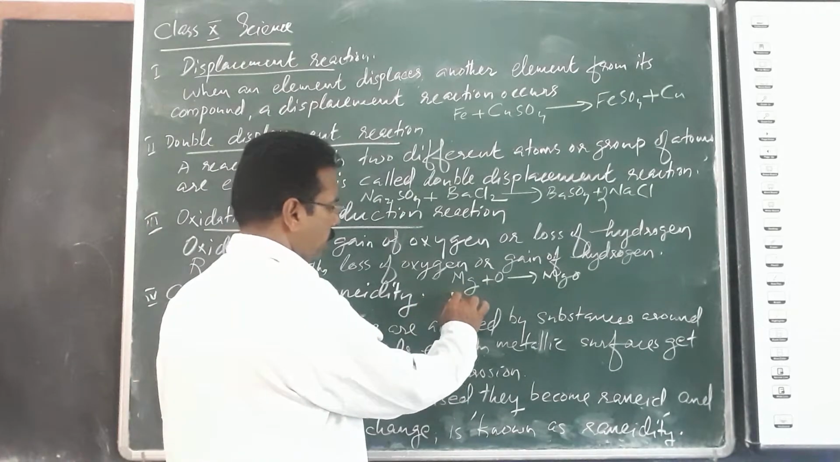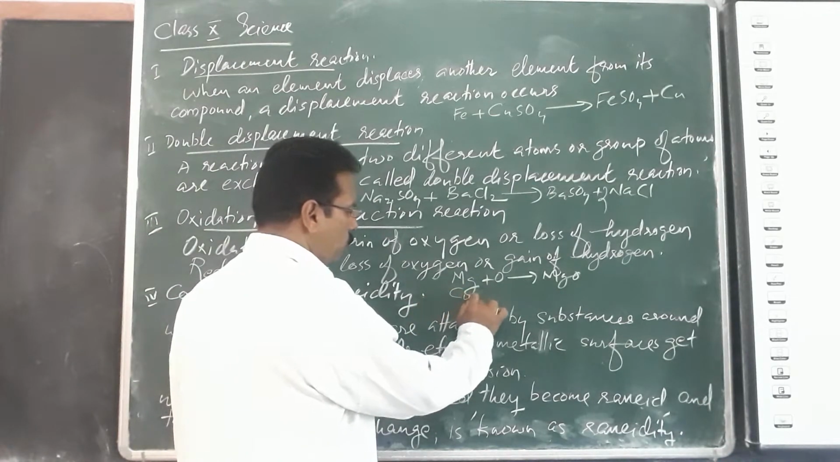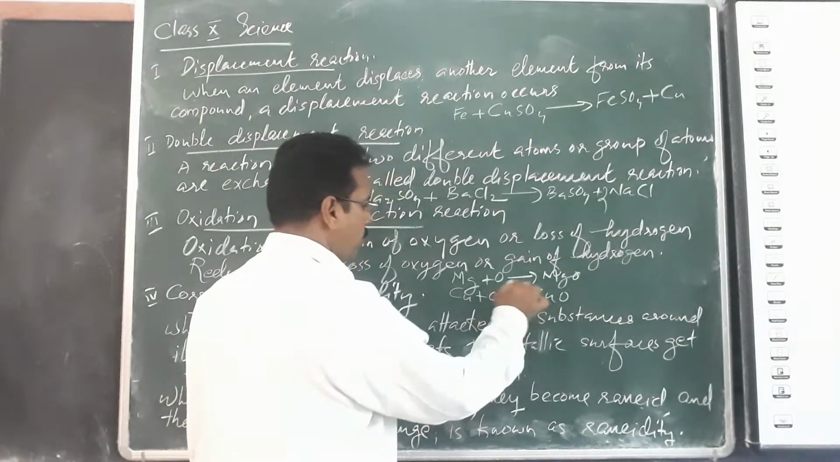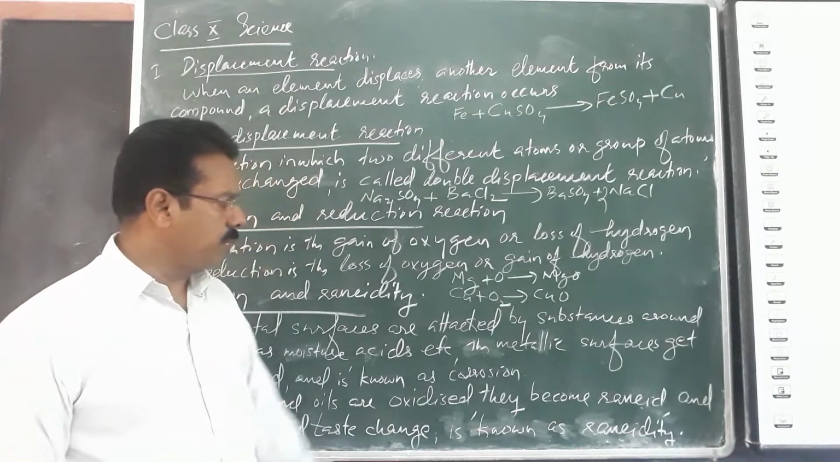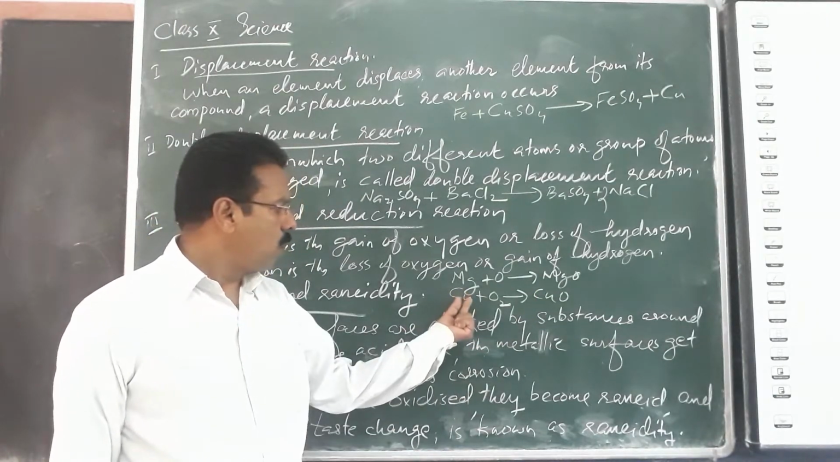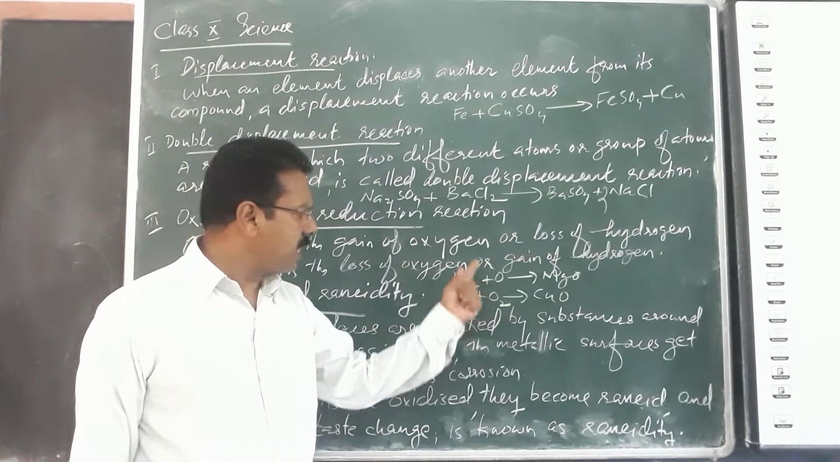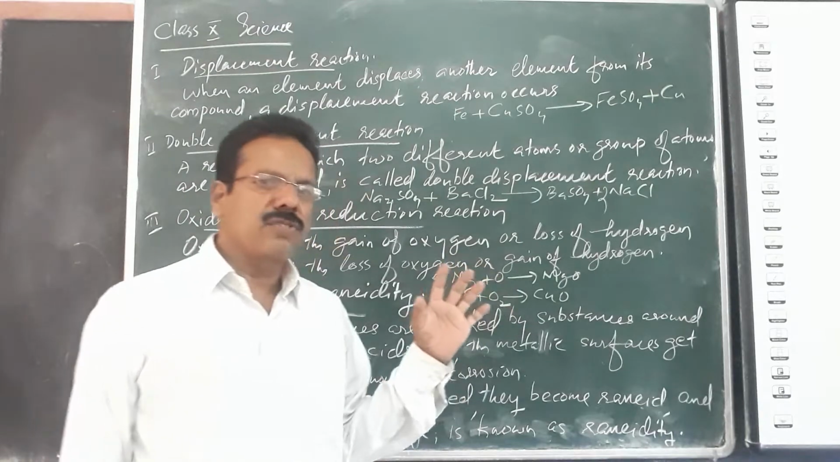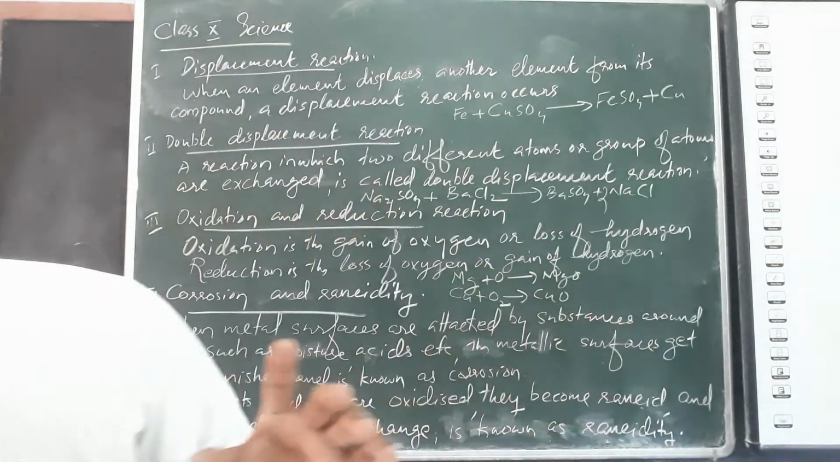Another example, Cu plus O2 gives CuO. This is also a clear example of oxidation reaction. Oxygen is added to a substance. Such reactions are called oxidation reactions.